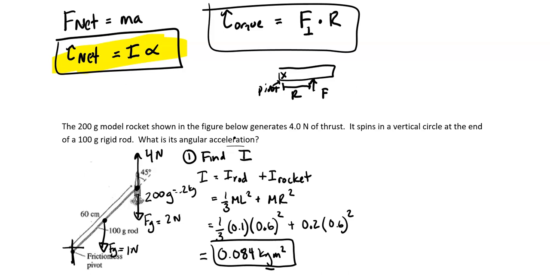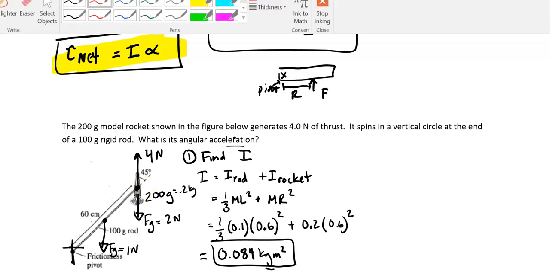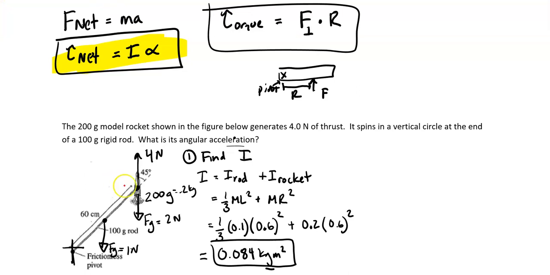Cool. Okay, so let's look at the end of this rod. We know there's 4 newtons going up and 2 newtons down, applied the same distance from the pivot point. So I'm going to call that a net 2 newtons going upwards, which is F net at the end of the rod.